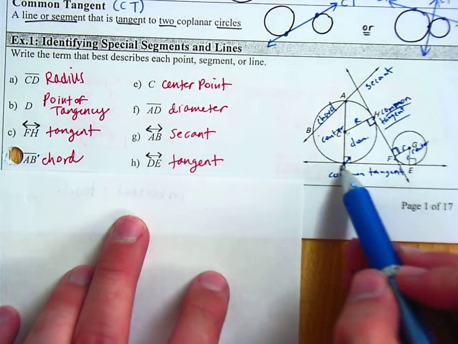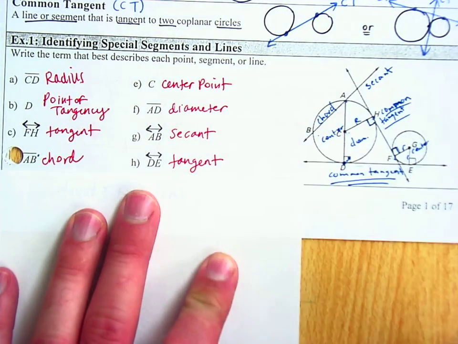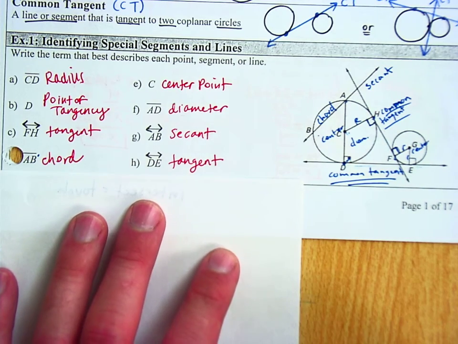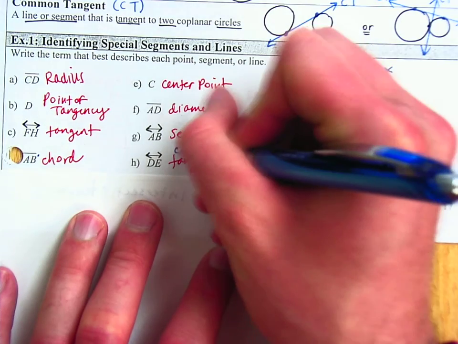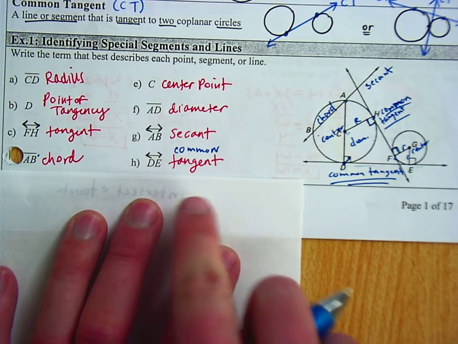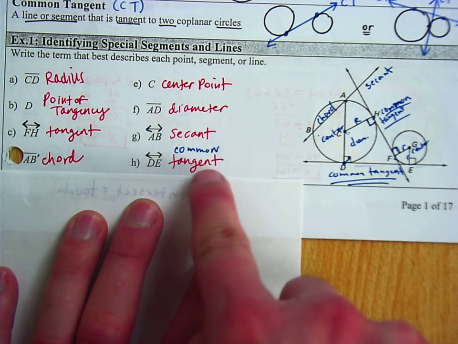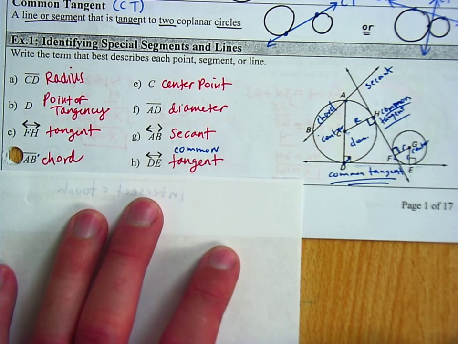And last but not least is line DE. That's this line down here, which we said was a tangent, but it was actually a common tangent. So just to get credit for this part of the notes, would you please, for letter H, write common tangent, but do not write it for letter C. So don't write it here, but do write it for line DE, common tangent.